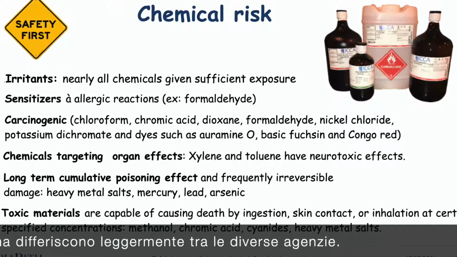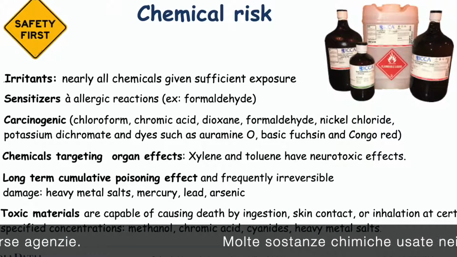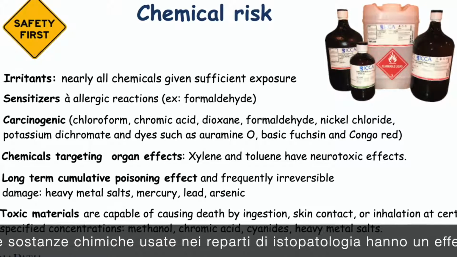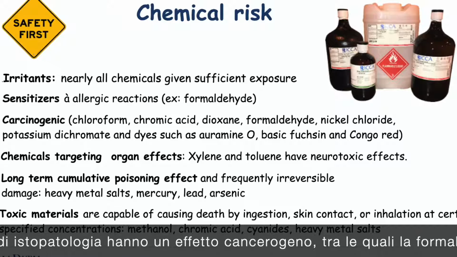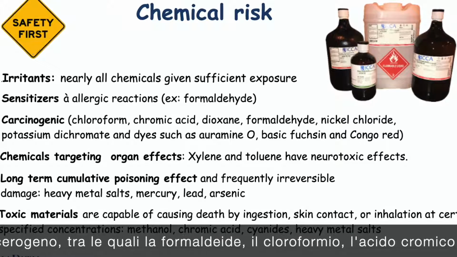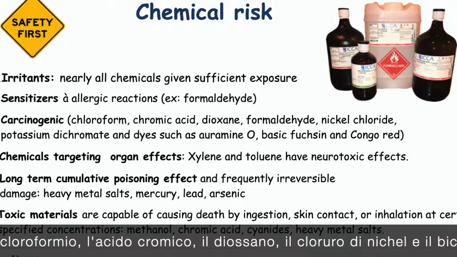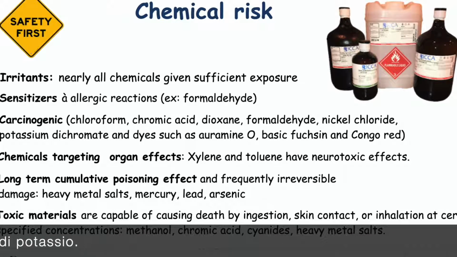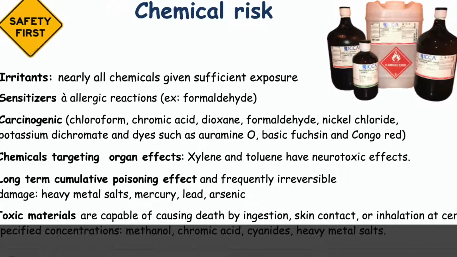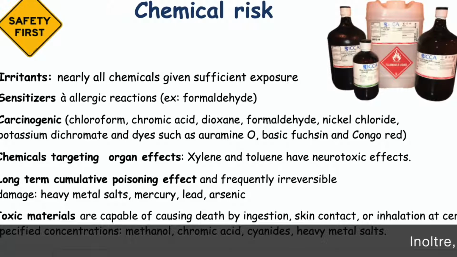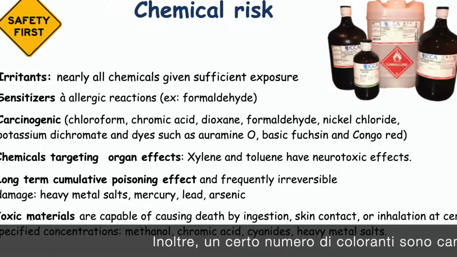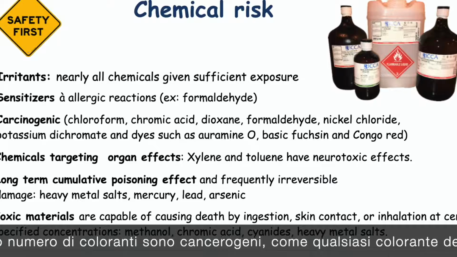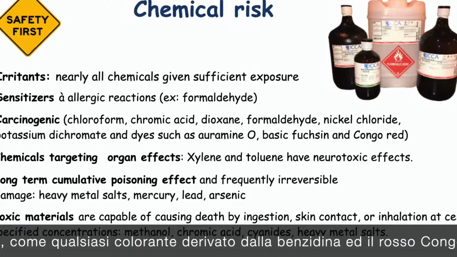Criteria for the carcinogenic designation differ slightly among agencies. Lots of chemicals used in the histopathology departments have a carcinogenic effect, including formaldehyde, chloroform, chromic acid, dioxane, nickel chloride, and potassium dichromate. Also, a number of dyes are carcinogens, like any dye derived from benzidine, including Congo red.